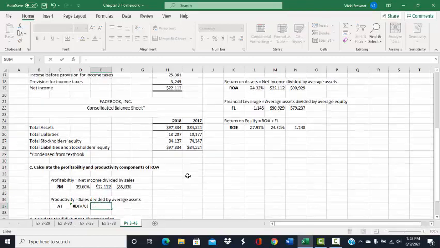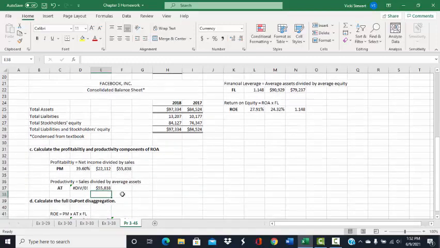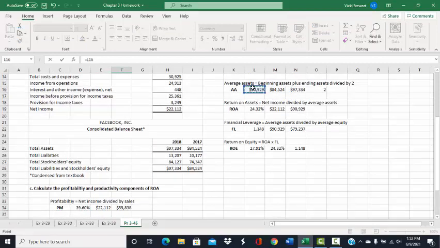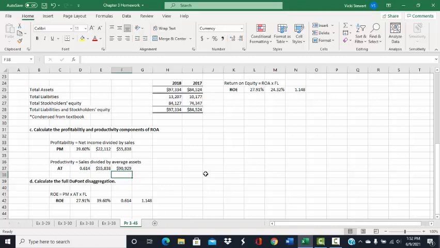Next, we're going to see the productivity or the asset turnover for Facebook. So we determine that by taking our sales and our average assets. And we see that Facebook has an asset turnover of 0.614.